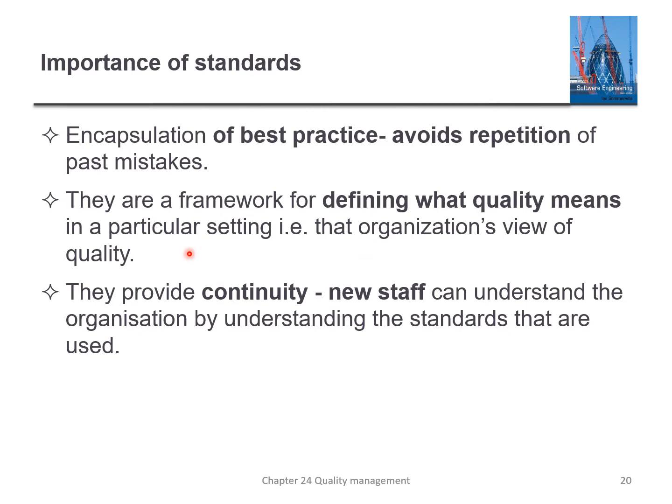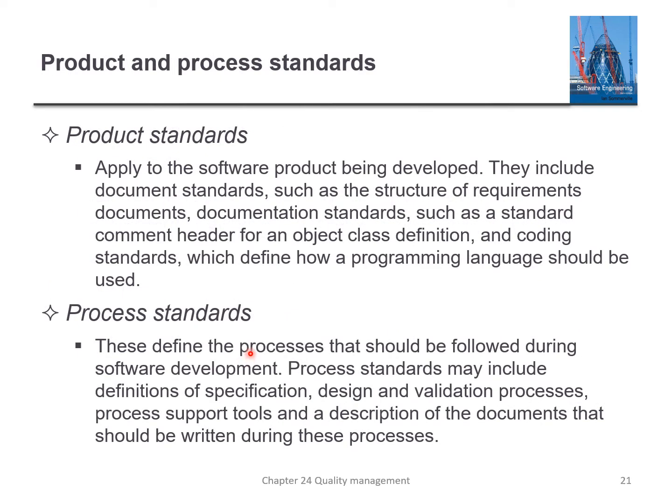And then it clearly defines what quality means in a particular setting from the organization's view. So basically it's like a schema that you can follow, and it's good for continuity. Why? Because when new staff come, they know how to follow the culture of that organization. So standards come in two forms: one is for product, another one is process.